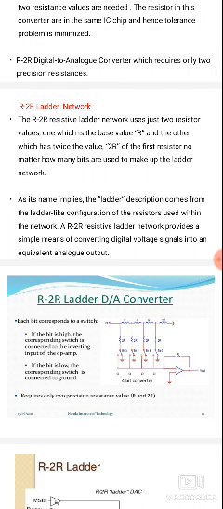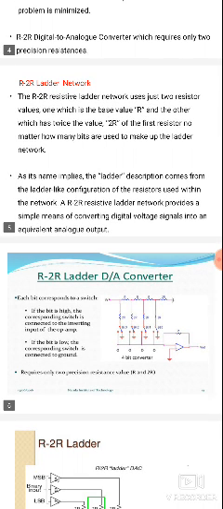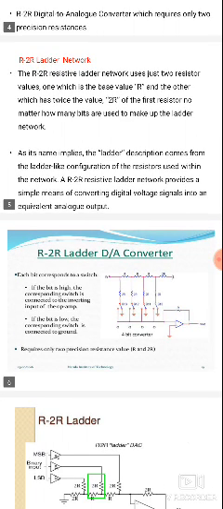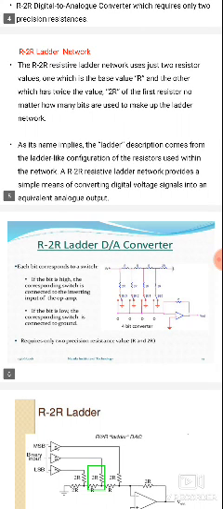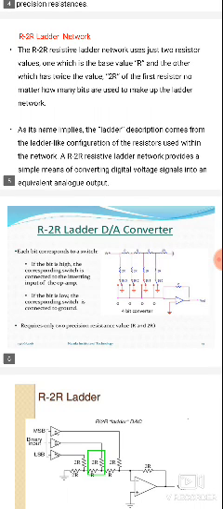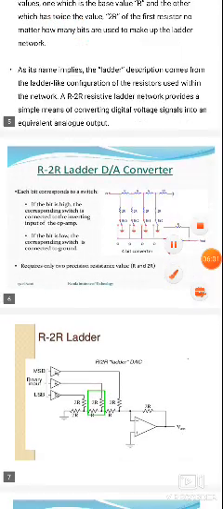The ladder-like configuration of resistors is used within the network. An R-2R resistive ladder network provides a simple means of converting digital voltage signals into equivalent analog output. So the digital values will be converted into analog output. Here we are giving the digital input, and the digital input will be converted into analog output.